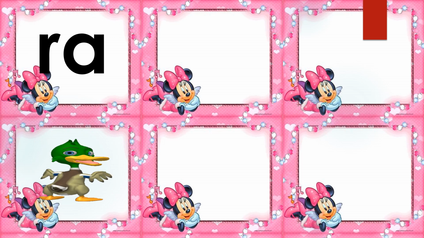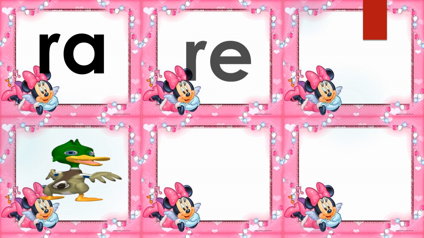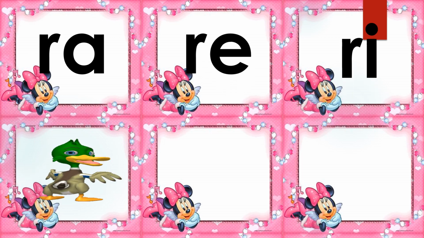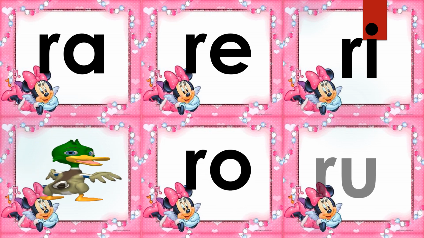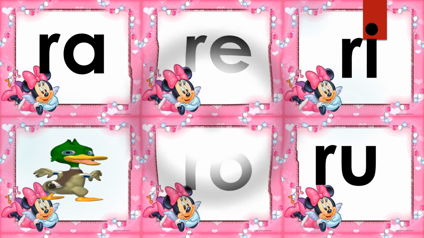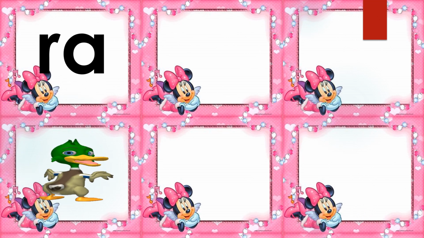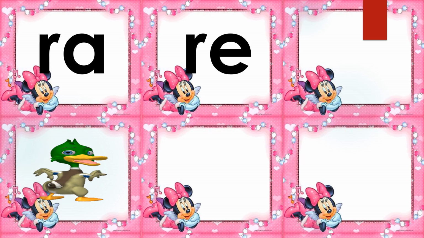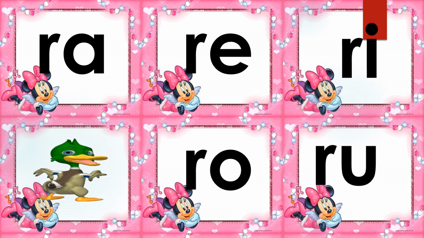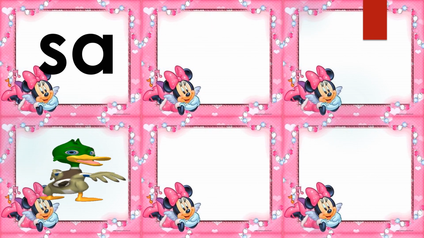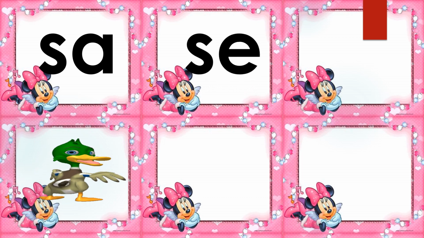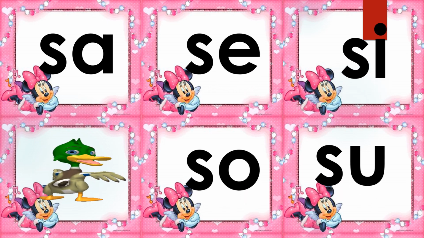Okay, everybody say ra, re, ri, ro, ru. To read it? Great. Okay, next. Then you have, okay, very good. Now, okay, sa, se, si, so, su.